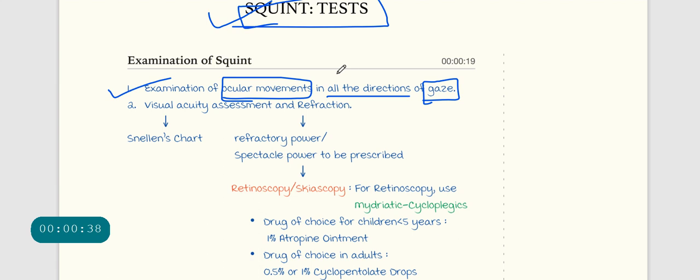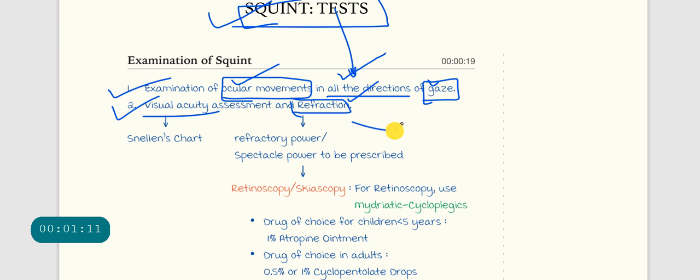If there is any mistake in any direction, then we can catch that by this test. So ocular movement in all directions of the gaze is the examination for squint. Now after the examination of the ocular movement, we are going to do the visual acuity assessment, and we are going to assess the refraction also.